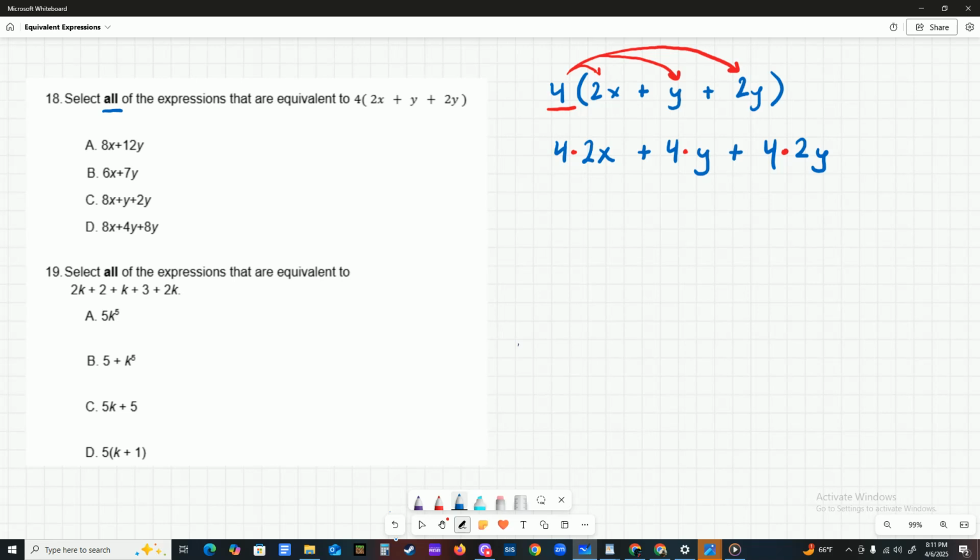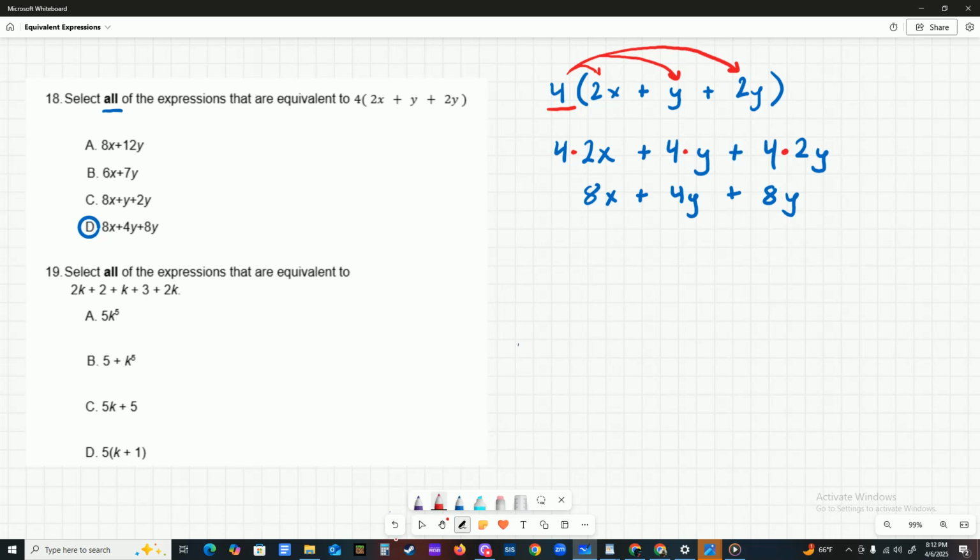All right. So what's 4 times 2x? Well, that's just 8x. Plus, what's 4 times y? Well, that's just 4y. Plus 4 times 2y, which is just 8y. Let's take a pause here and let's see if we have any matching on 18. 8x plus 4y plus 8y, we have, oh, there it is. D is one of them. Is that the only answer?